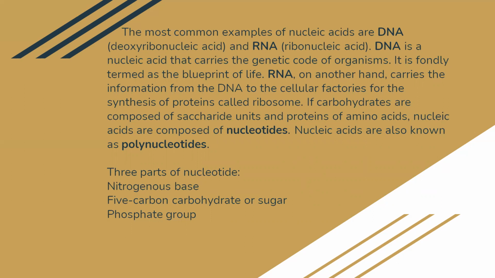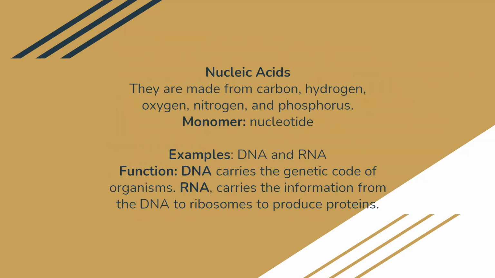Three parts of a nucleotide: nitrogenous base, 5-carbon carbohydrate or sugar, and phosphate group. Nucleic acids are made from carbon, hydrogen, oxygen, nitrogen, and phosphorus, and the monomer is the nucleotide. For example, DNA and RNA function: DNA carries the genetic code of the organism, while RNA carries information from the DNA to ribosomes to produce proteins.